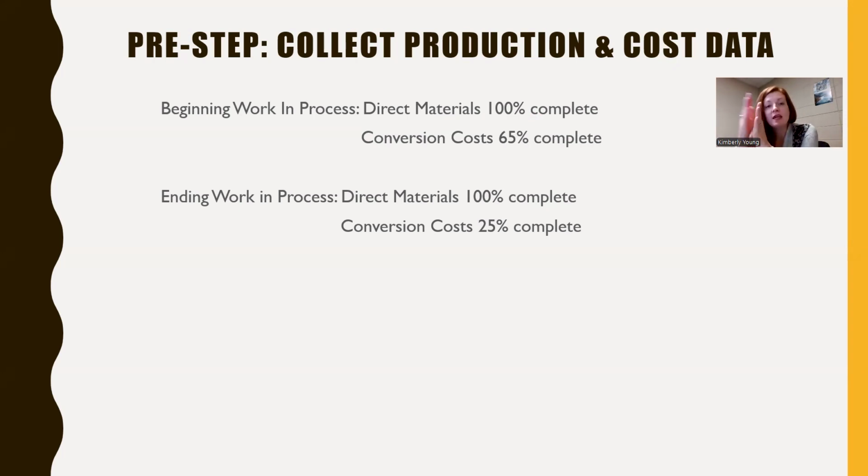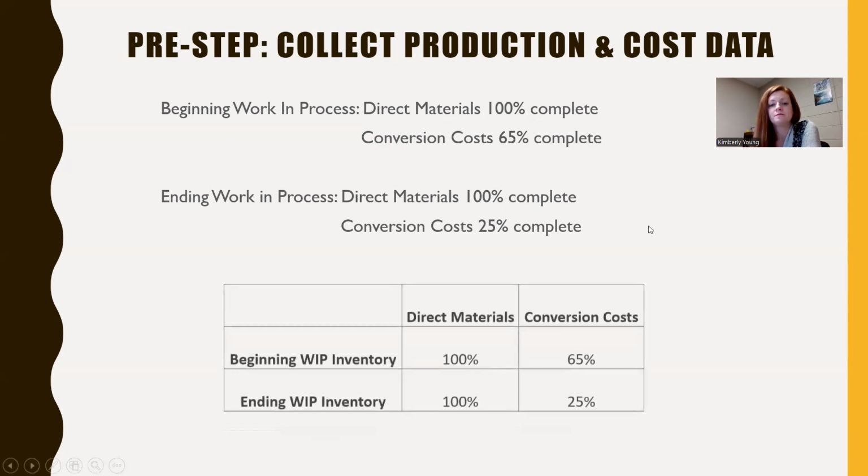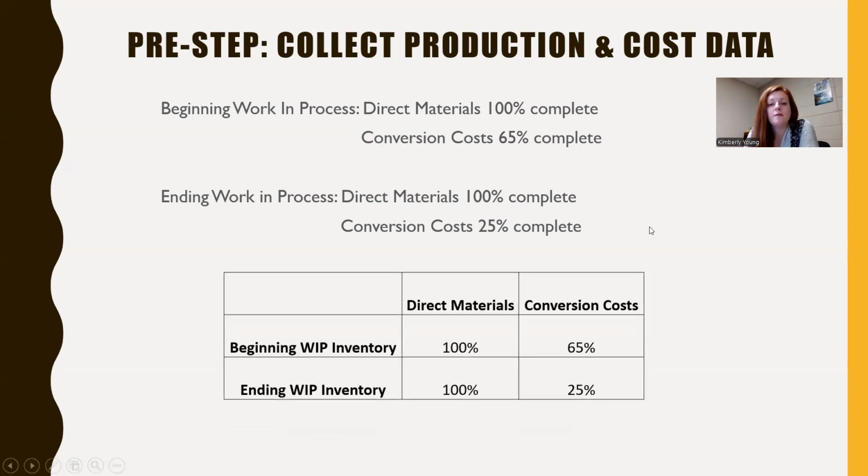Then at the end, we've processed and completed a bunch of them throughout, but we end the accounting period with all the materials we need for a specific amount of units, but this time those are only 25% of the way complete. So beginning inventory: 100% of the materials, 65% of the conversion cost. Ending work in process: 100% of the materials, but only 25% conversion cost.